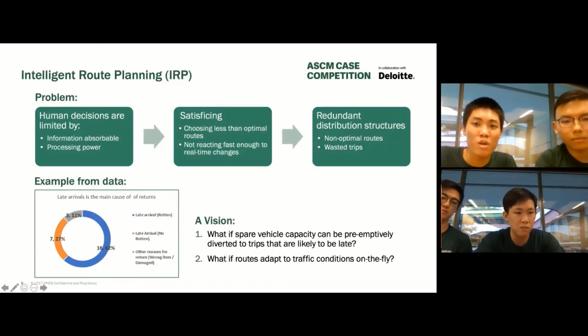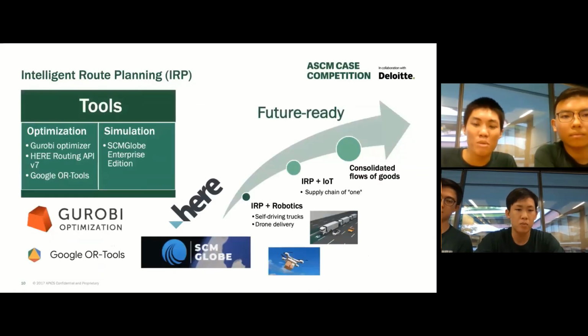We have a vision. What if spare vehicle capacity can be preemptively diverted to trips that are likely to be late? And what if routes can adapt to traffic conditions on the fly? Our vision can be actualized thanks to tools in optimization and simulation.